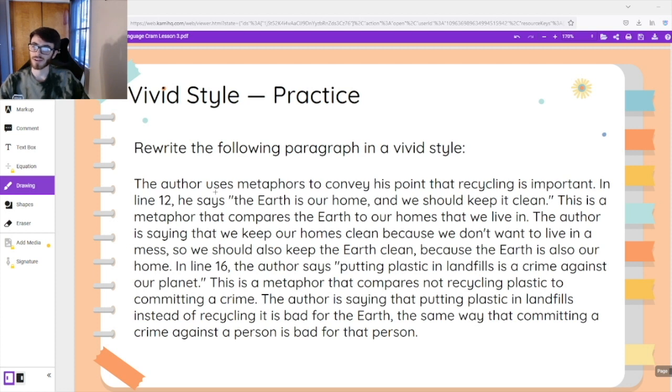In line 16, the author says, putting plastic in landfills is a crime against our planet. This is a metaphor that compares not recycling plastic to committing a crime.